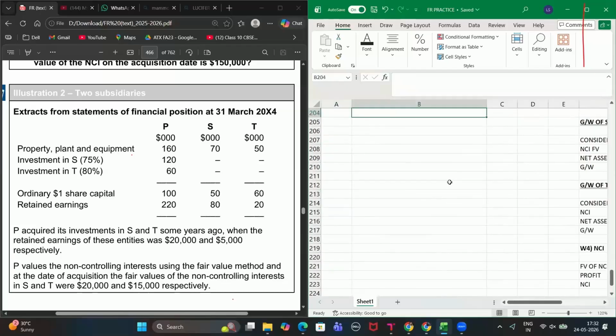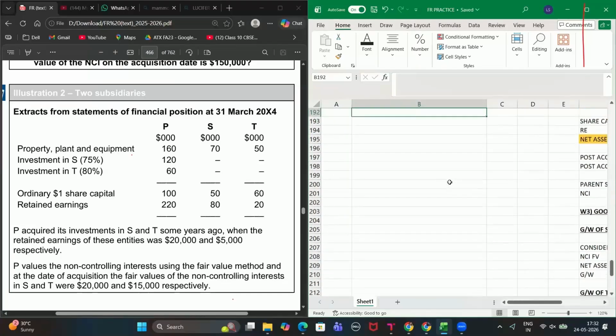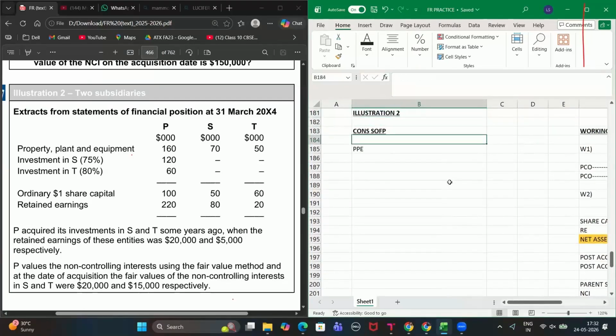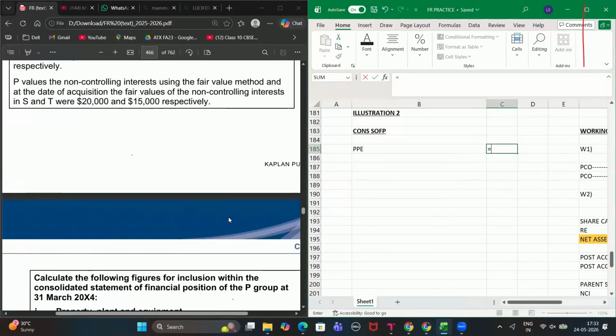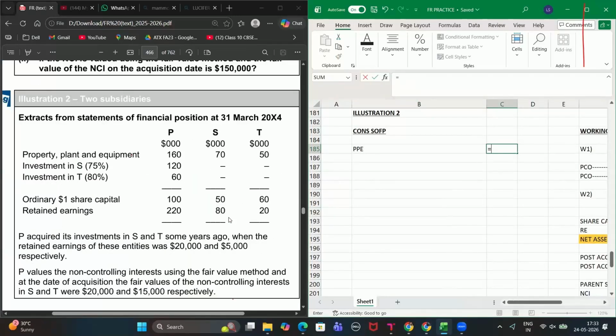So now tell me, what will be the value of PPE in consolidated SOFP? That is their first requirement. See, what will be the value? Tell me. It will be 160 plus 70 plus 50. That is 280. What is the second requirement?